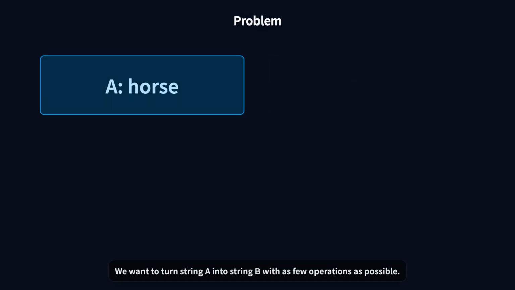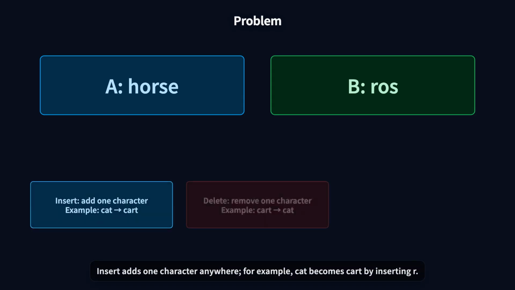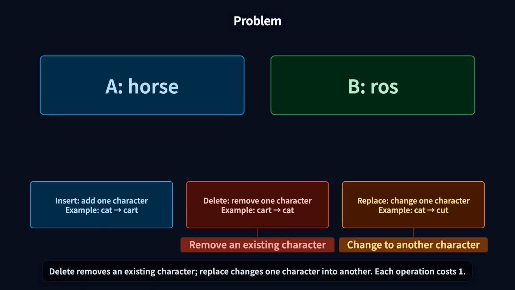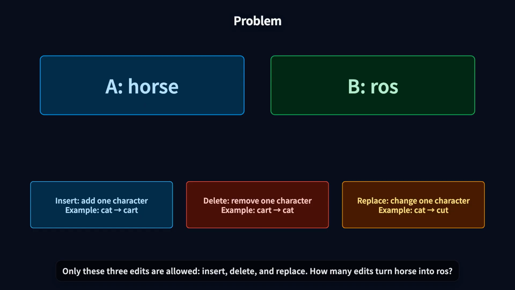We want to turn string A into string B with as few operations as possible. Insert adds one character anywhere. For example, cat becomes cart by inserting R. Delete removes an existing character. Replace changes one character into another. Each operation costs 1. Only these 3 edits are allowed: insert, delete, and replace.